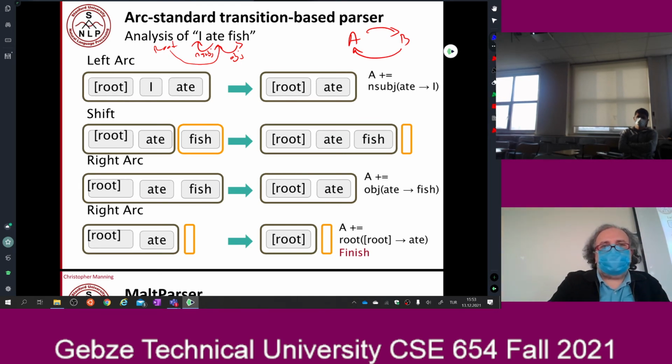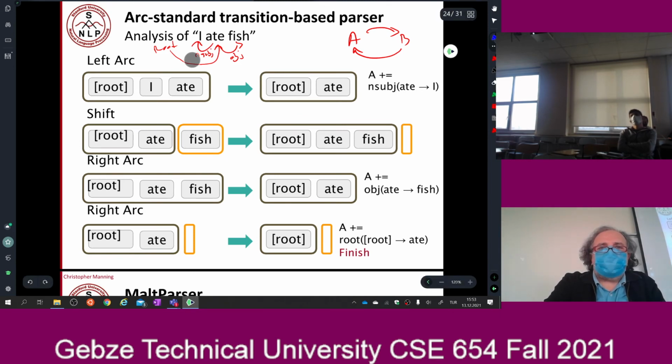So what do I have? Root and "ate" have a root relationship. "I" is the nominal subject of "ate". "Fish" is the object of "ate".